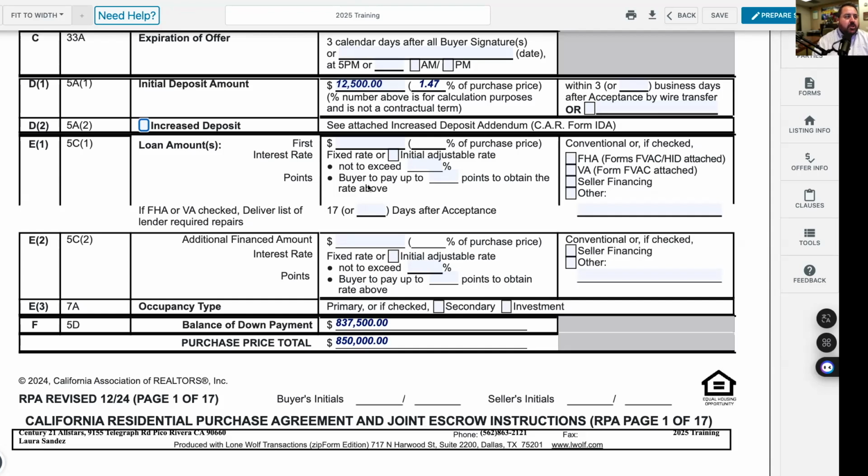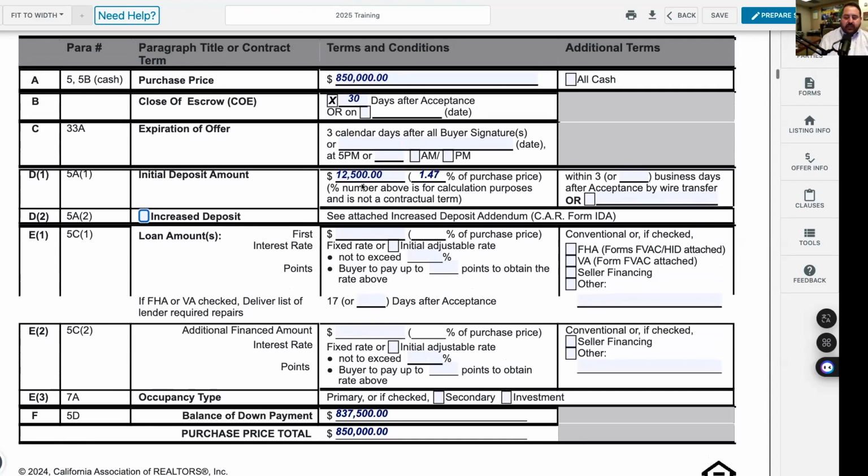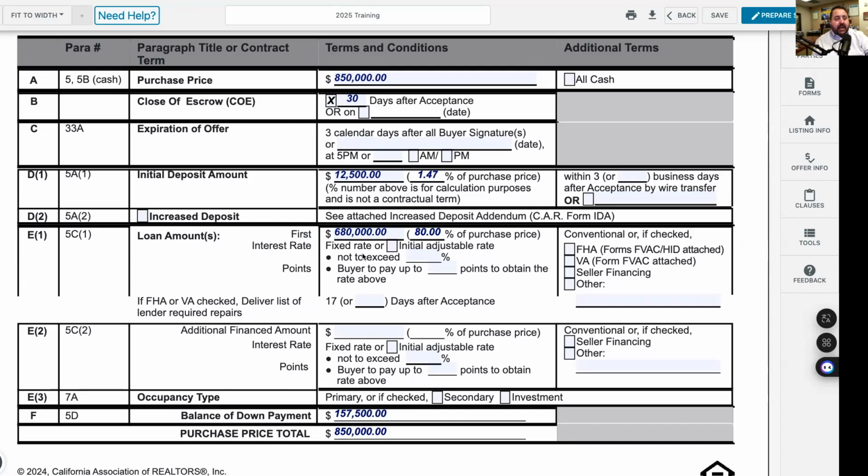Let's look at it. So obviously in this case, let's say, for example, that I'm going to be doing a 20% down loan, right? So times 20%. Again, my math is terrible. That's 170 minus 12,500. So my deposit down here is going to be, oops, I have to do it here. Sorry. My loan is going to be 850 minus 170 is $680,000, right? So I'm going to have an 80% loan.